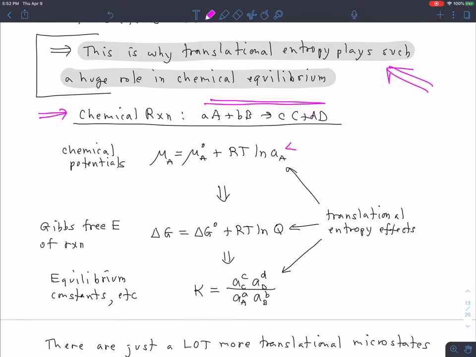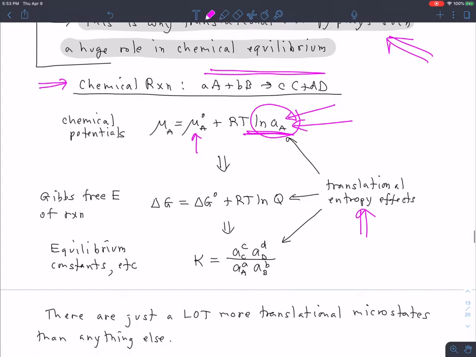The chemical potential for A, we already know what that looks like. It's a standard state chemical potential plus an extra term, and that term comes from the translational entropy effects, or from the translational quantum states, if you like. We'll derive this just a little bit down below, in fact, and so we'll see exactly that this activity term that shows up in all the chemical potentials does in fact reflect the translational quantum states.